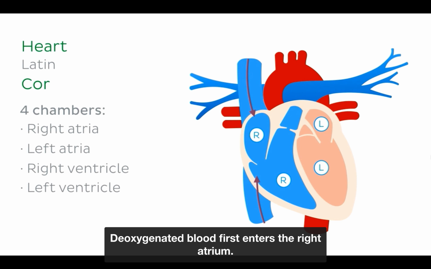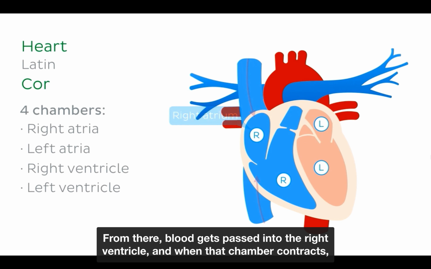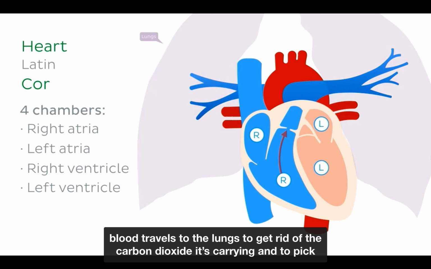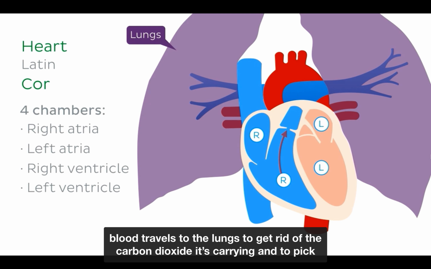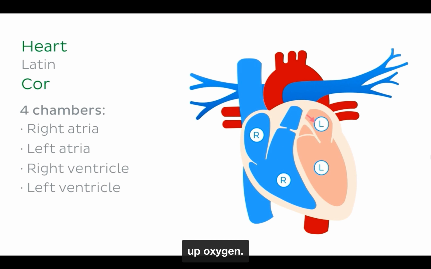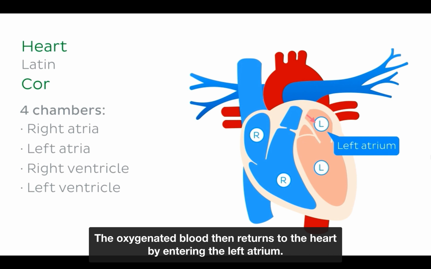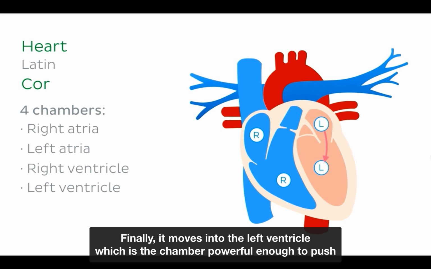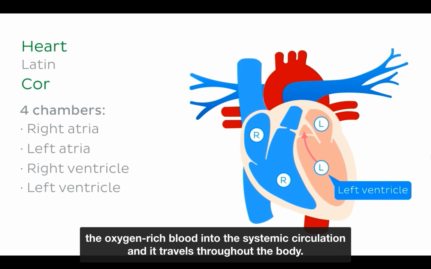Deoxygenated blood first enters the right atrium. From there, blood gets passed into the right ventricle, and when that chamber contracts, blood travels to the lungs to get rid of the carbon dioxide it's carrying and to pick up oxygen. The oxygenated blood then returns to the heart by entering the left atrium. Finally, it moves into the left ventricle, which is the chamber powerful enough to push the oxygen-rich blood into the systemic circulation, and it travels throughout the body.